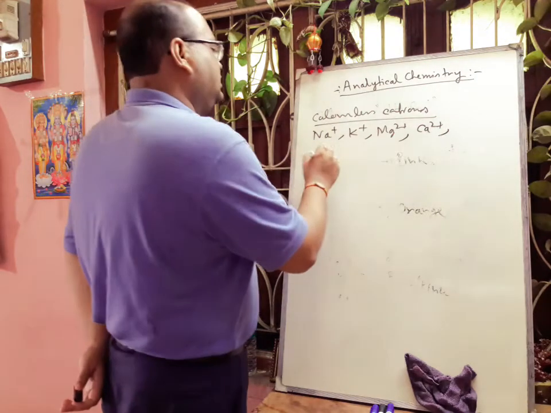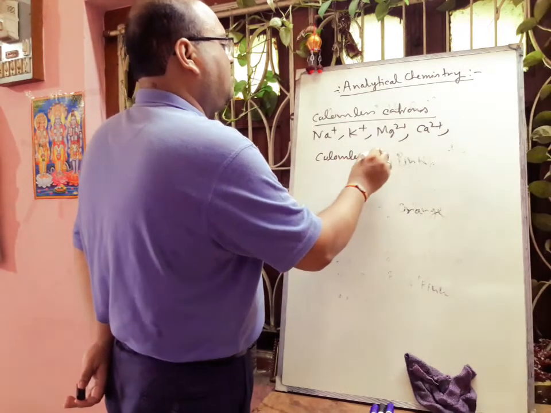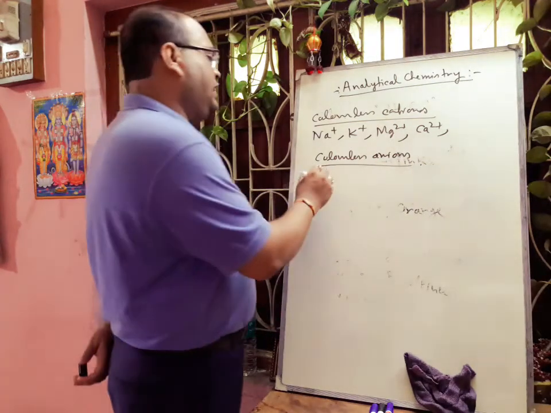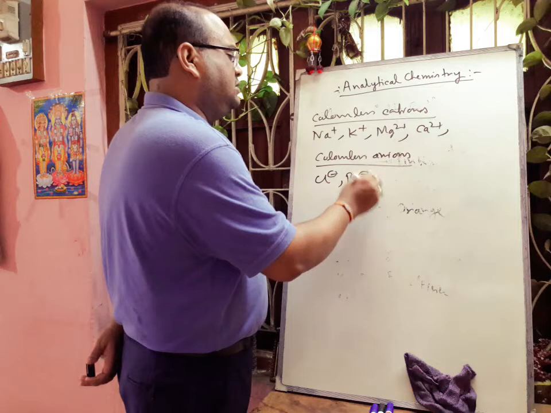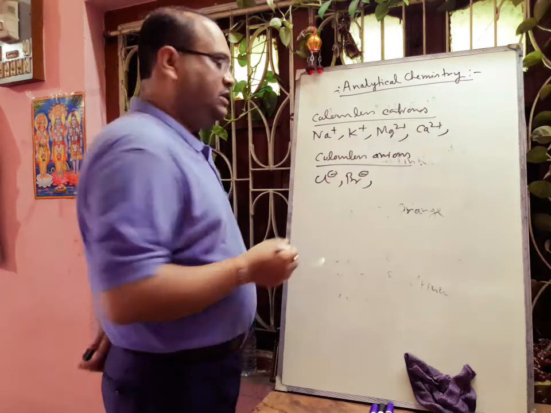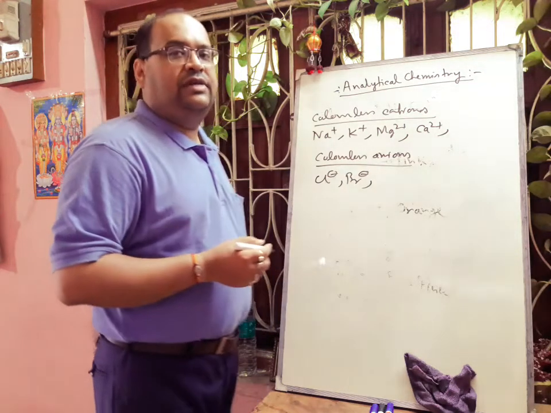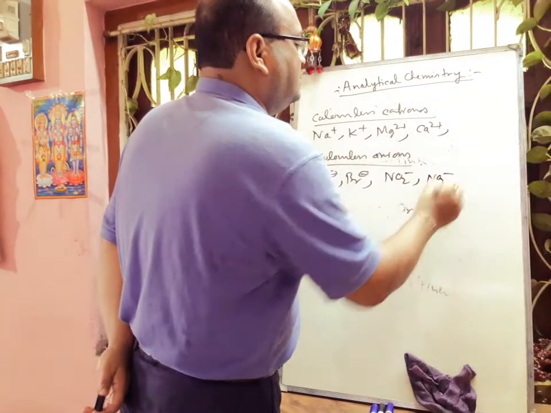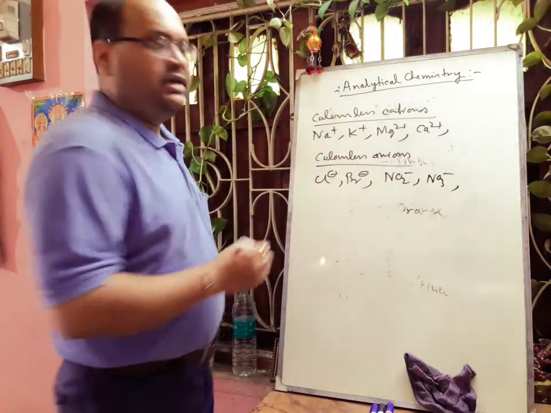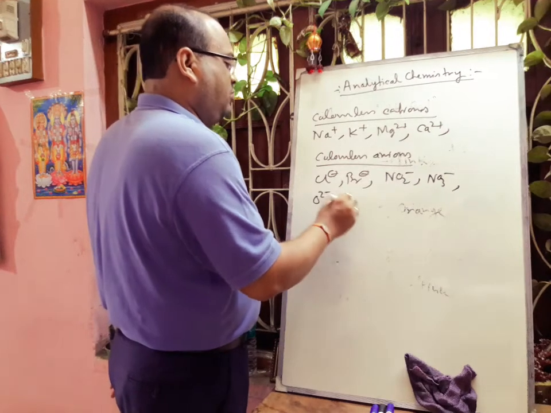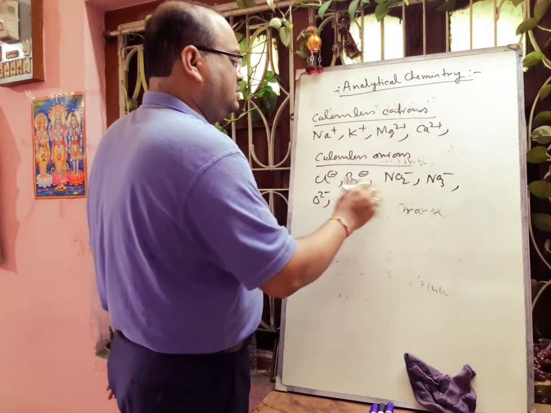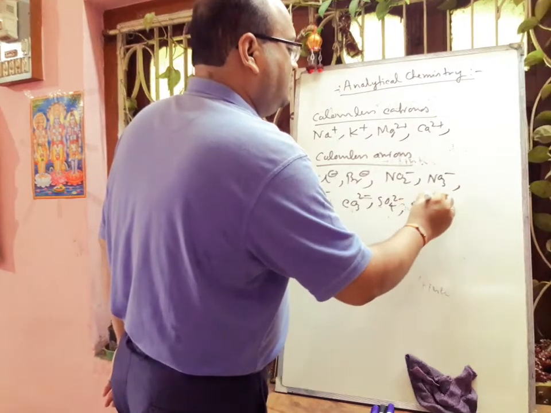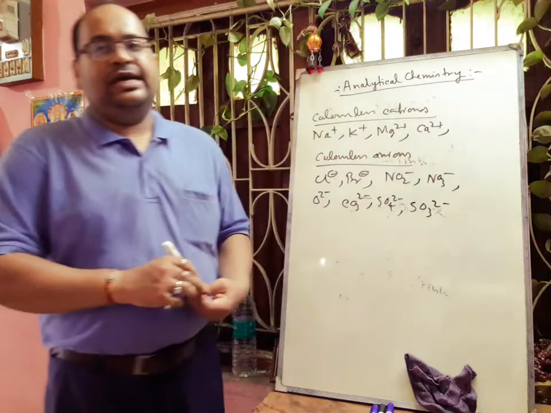Now colorless anions. Examples of colorless anions we can give are chloride, bromide, that all are in the solution state. Then we can take nitrate, nitrite. Now we can take oxide, carbonate, sulfate, sulfite. So when they are in solution, they will be colorless.